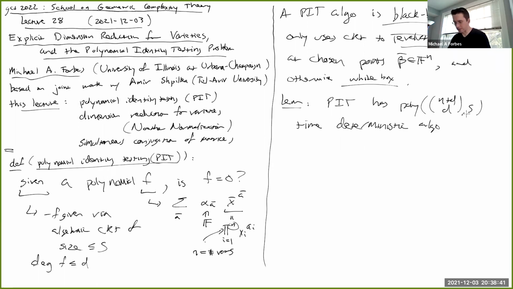Okay, so what are these parameters? S, right, is the circuit size. N plus D choose D is the number of monomials that can occur in a polynomial of this form. And what's the proof of this?